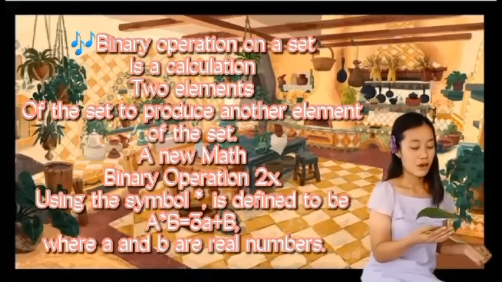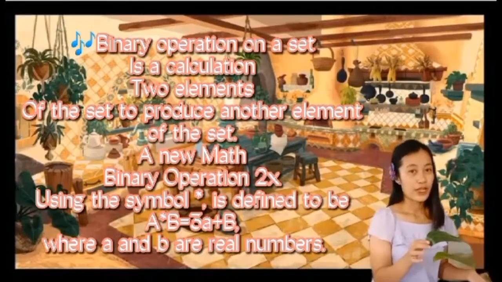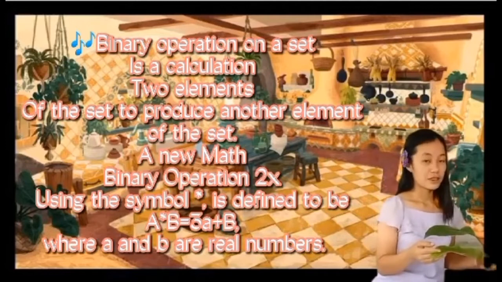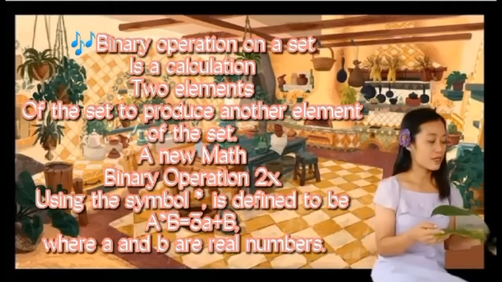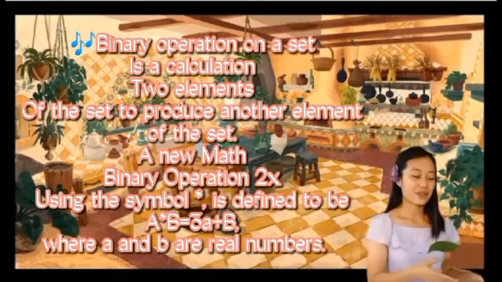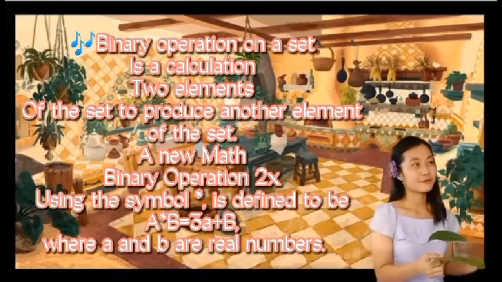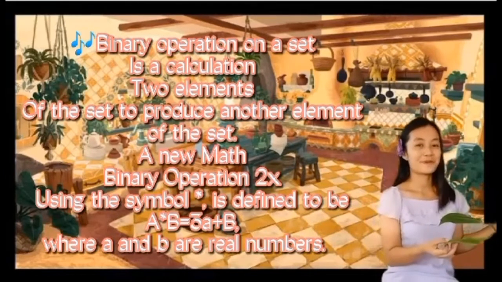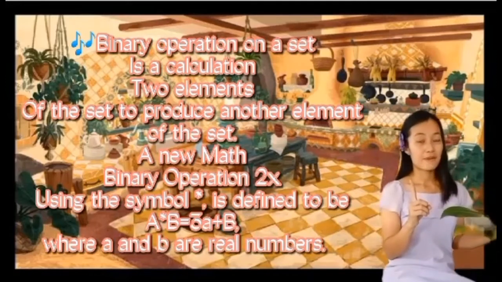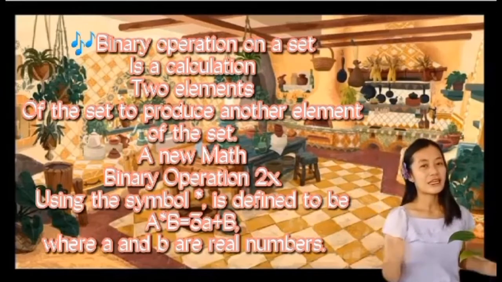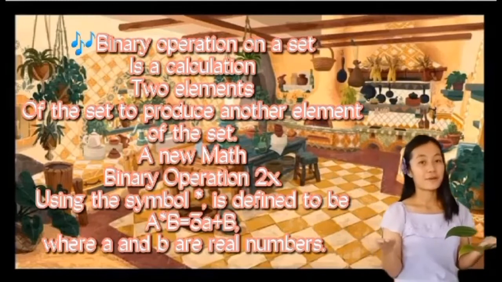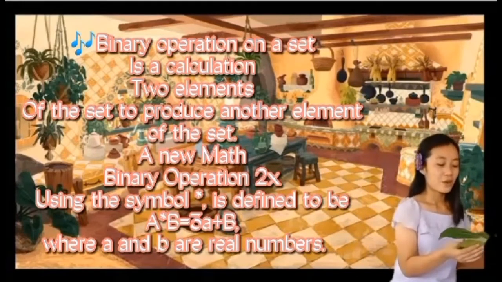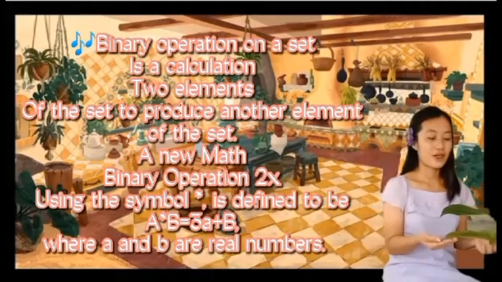A binary operation on a set is a calculation that combines two elements of the set to produce another element of the set. Binary operation using the symbol asterisk is defined to be A star B equals 3A plus B, where A and B are real numbers.